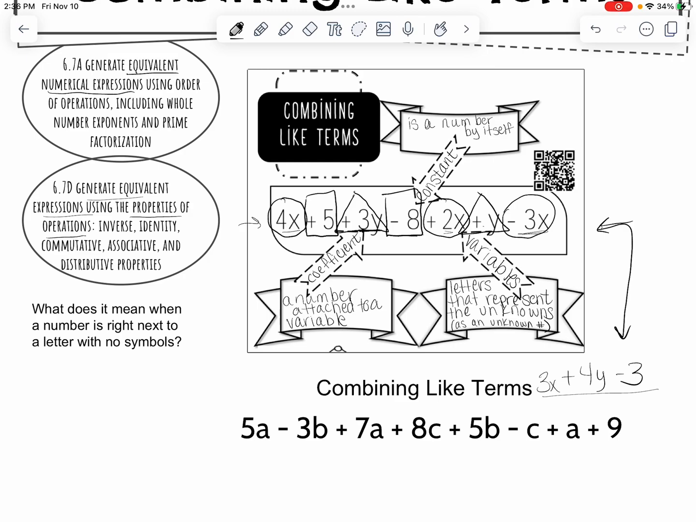So right here, what does it mean when a number is right next to a letter with no symbols? Okay, we're not going to answer that question.